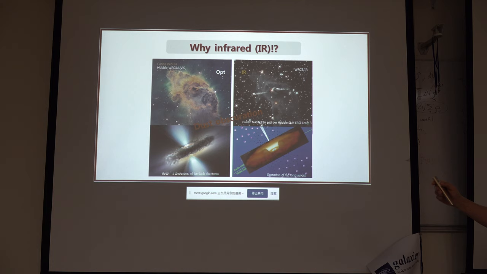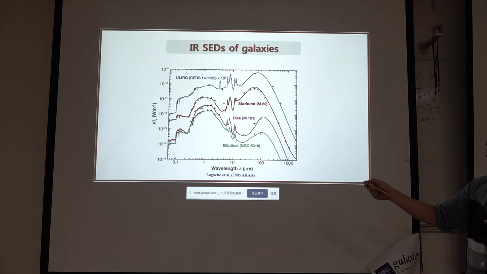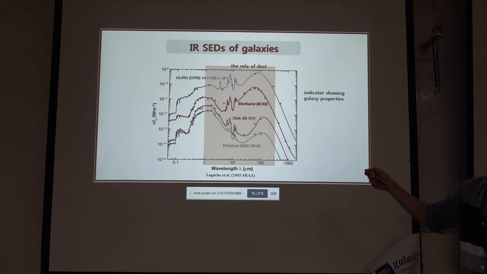Normally star-forming regions are surrounded by dust like this. And AGNs have a dusty torus like this. So how they look, or what we can observe, totally depends on the viewing angle. And then the infrared SEDs of galaxies change dramatically according to their types. Which also gives us a good explanation of why infrared is important.